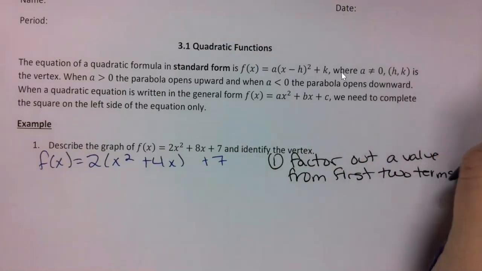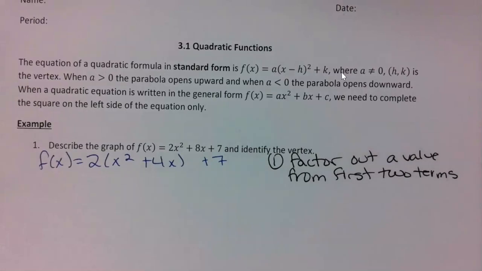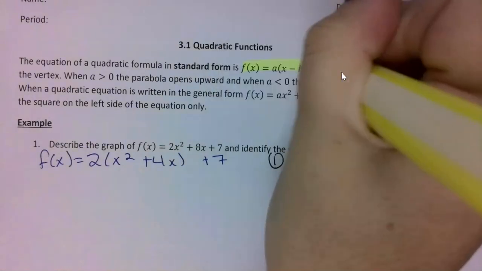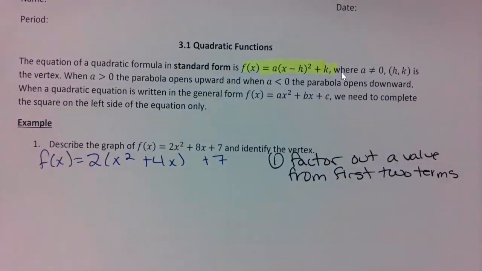And the whole point of me completing the square is so I can get it to ultimately look something like this, so I can find my vertex by just looking at the function without actually graphing it. So that's the whole point of why we're doing this.